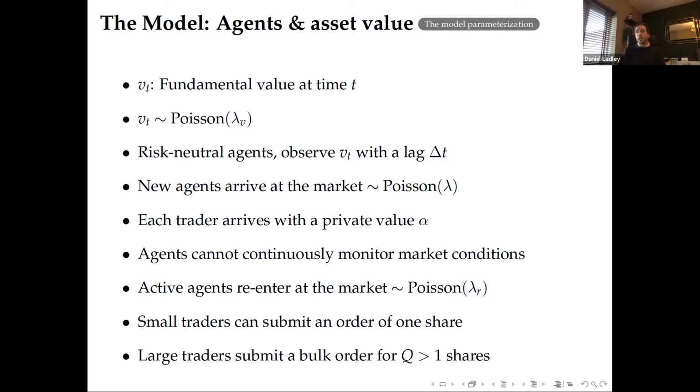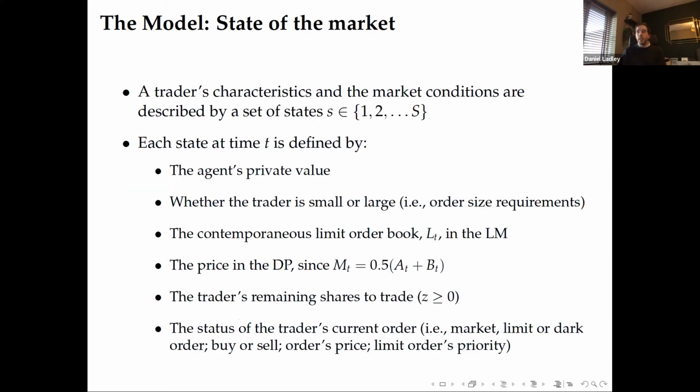Small traders buy or sell 1 unit of the asset. Large traders buy or sell a quantity which is greater than 1. The way the traders submit orders is based on their strategy. We use a numerical optimization technique to identify the optimal strategy of traders. So they take all the information available from the lit and the dark book that they can see and submit the optimal order.